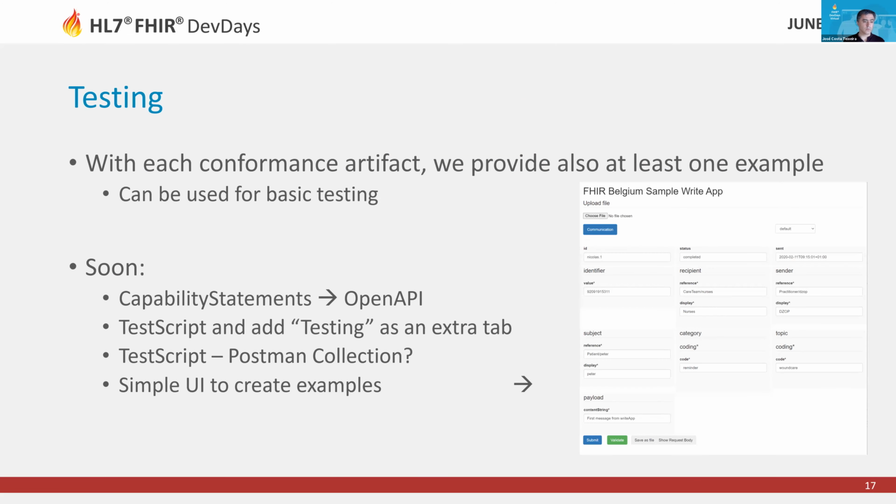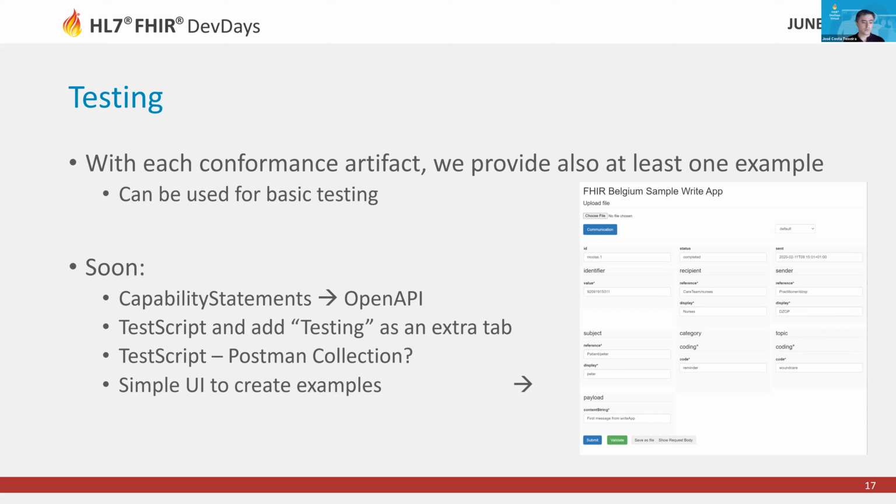The testing, as I said, with every conformance artifact that we provide at least one example, which can be used for basic testing. And the next thing that we want to do is, first of all, doing something about OpenAPI. There is stuff ongoing. I haven't been able to create one thing that I can say is out of the box, where everyone in Belgium can just click the button and it works. I can do something that works on my machine, but it's much harder to say everyone can work without asking more questions than me doing it for them.